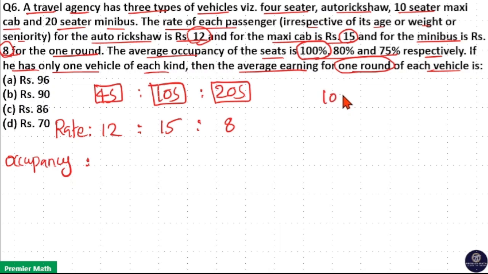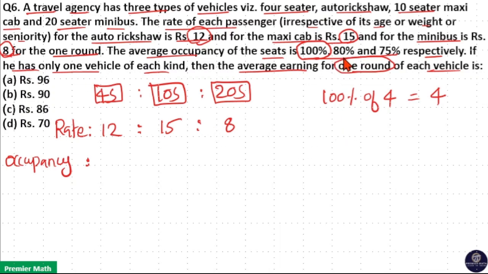So 100% of seats occupied in the auto rickshaw means, since the auto rickshaw has 4 seats, 100% of 4 seats is equal to 4. Because if you take the number 4, 100% of the number is 4 itself. If you take the number 10, 100% of 10 is 10 itself. So 100% of 4 seats is 4.